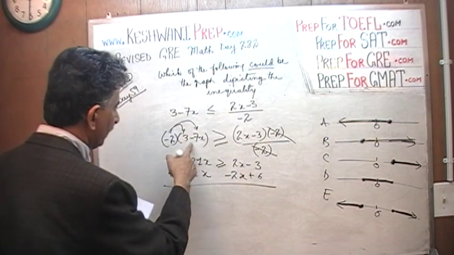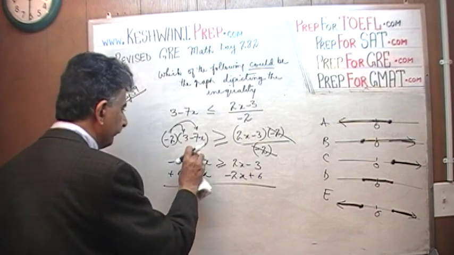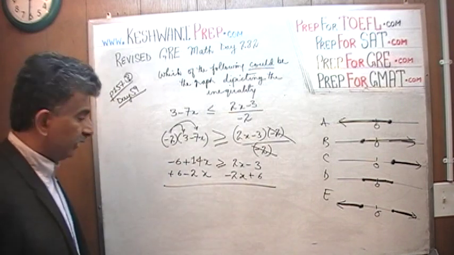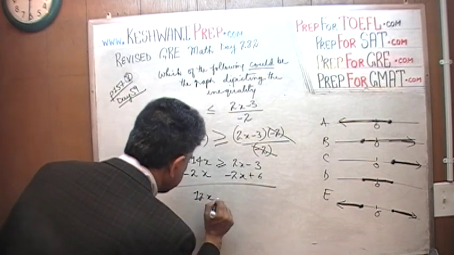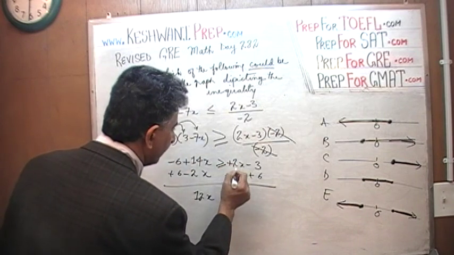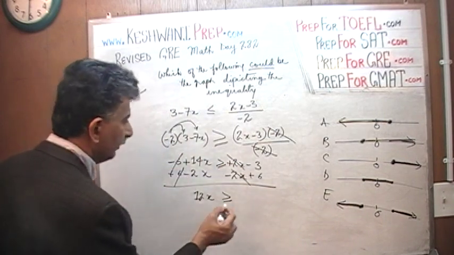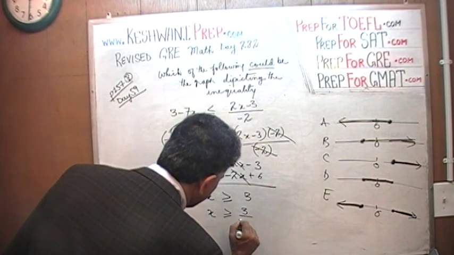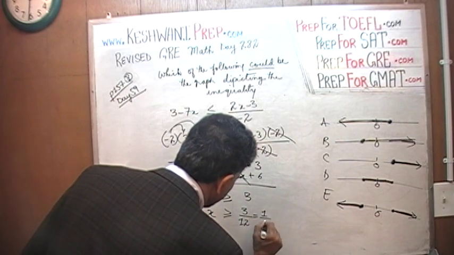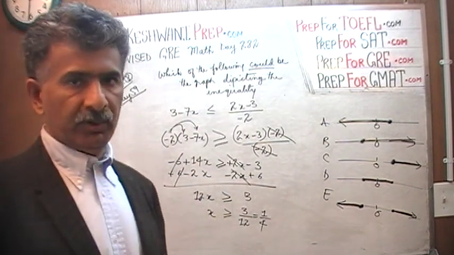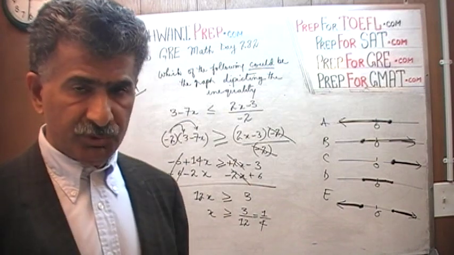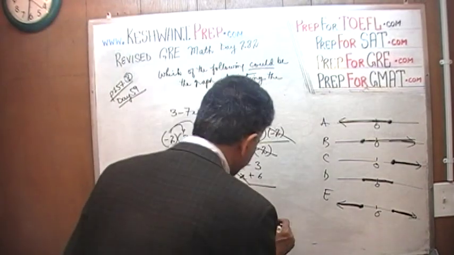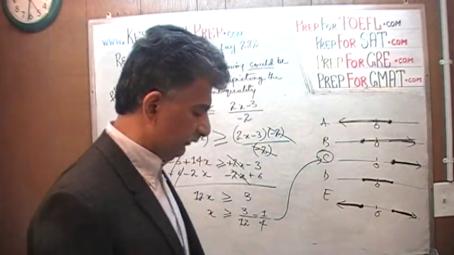Or this should be 2 times 7 is 14, not 21. So positive 14 and negative 2 is positive 12. And here, positive 2x and a negative 2x, so it's going to drop out, and we end up with 3. And therefore, x is greater than or equal to 3 over 12, which is the same as 1/4. So x is more than positive 1/4. Which of these 5 graphs will depict this situation that x is more than positive 1/4? The answer is same as before. Answer is C.